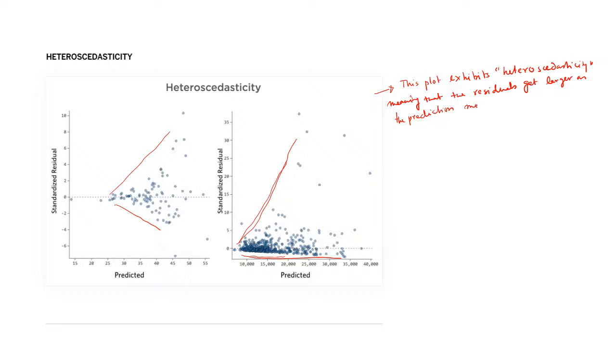from small to large, or from large to small. So if you observe this type of pattern in your residual plot, that means the homoscedasticity assumption does not hold.